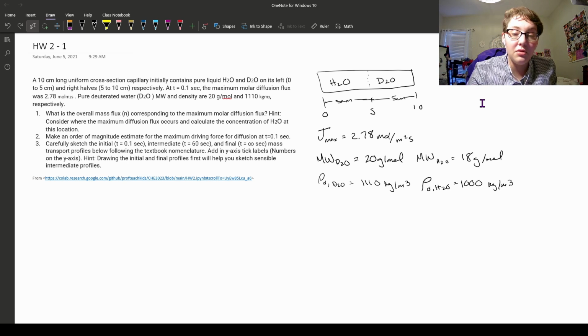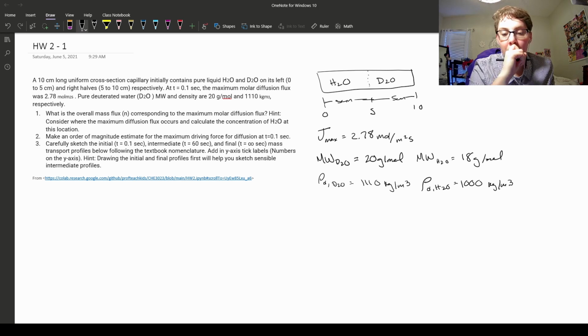In this situation we have a closed capillary container containing 2 liquids, H2O and D2O, filled up in equal halves of the capillary from 0 to 5 centimeters and 5 to 10 centimeters. We are given that the maximum molar diffusive flux is equal to 2.78 moles per meter squared seconds. We're given the molecular weight of both materials and the density of both materials. And what we want to determine is the maximum mass flux of the system.